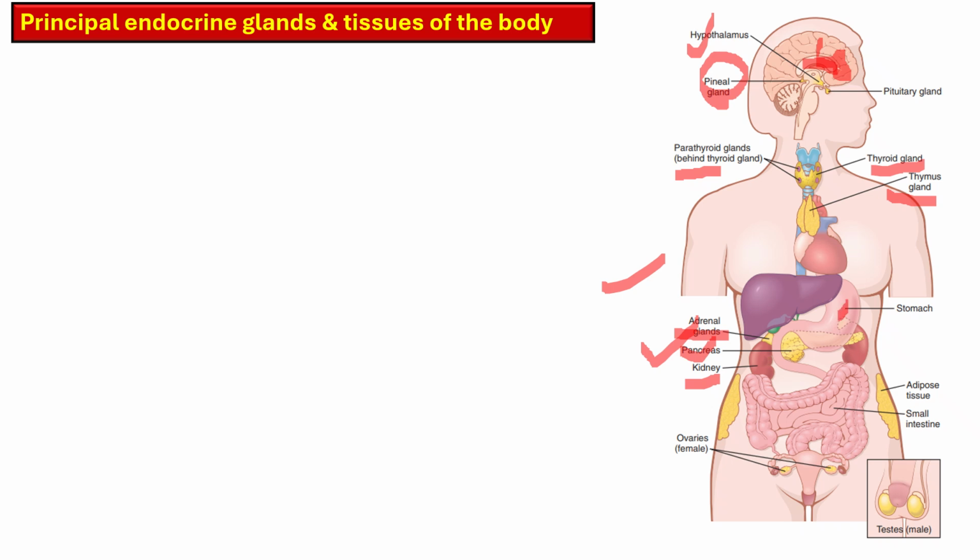The stomach and small intestine also act like endocrine glands as they secrete gastrin, secretin, cholecystokinin, glucagon inhibitory peptide, and motilin.